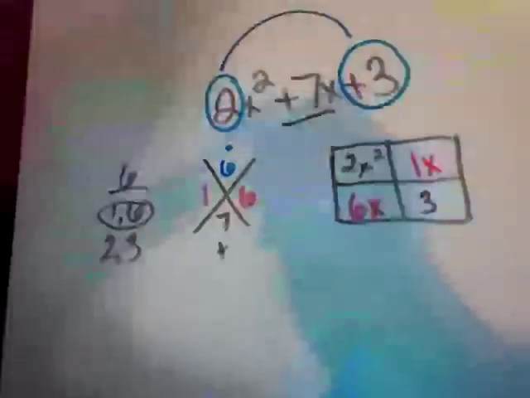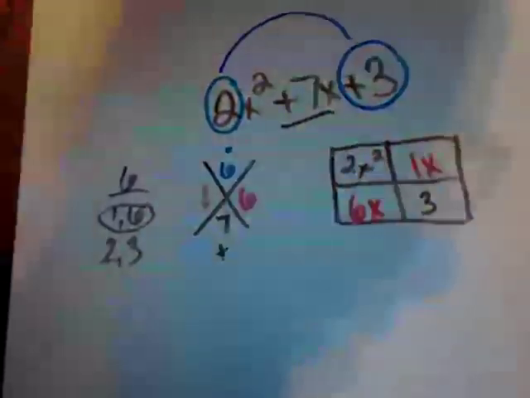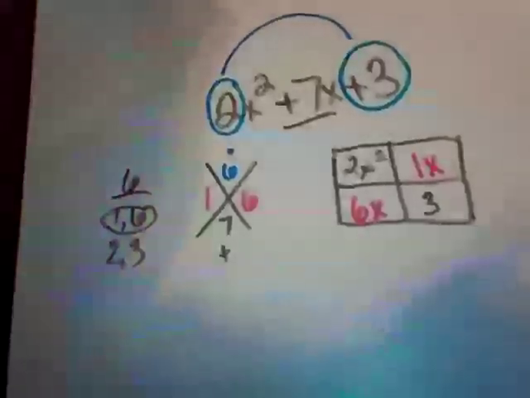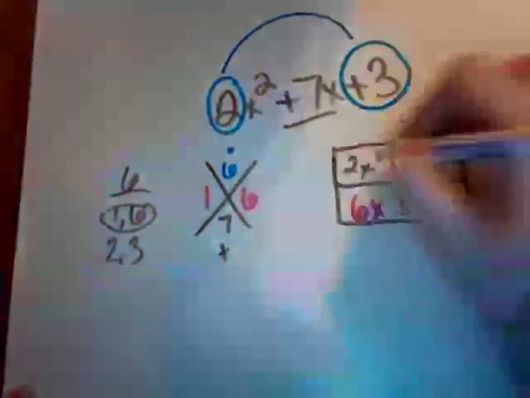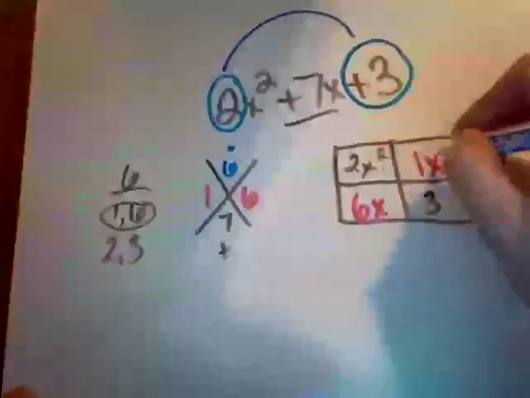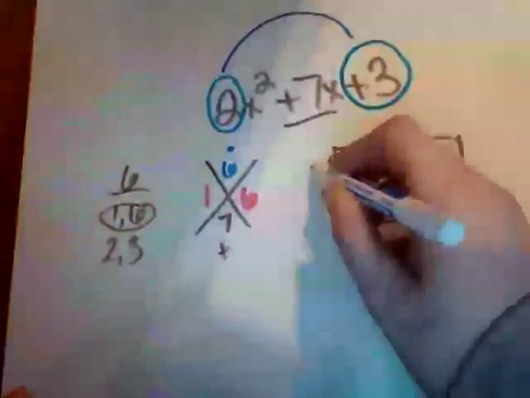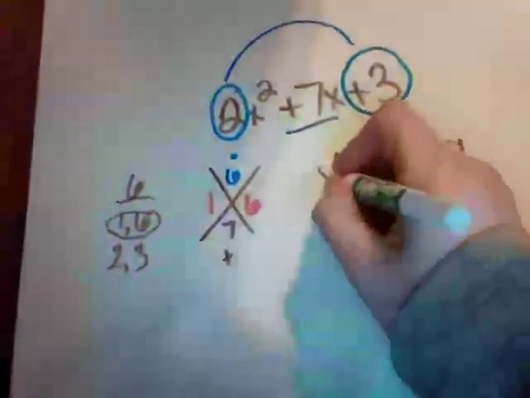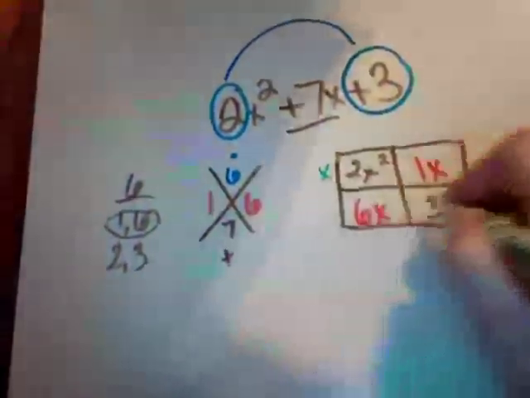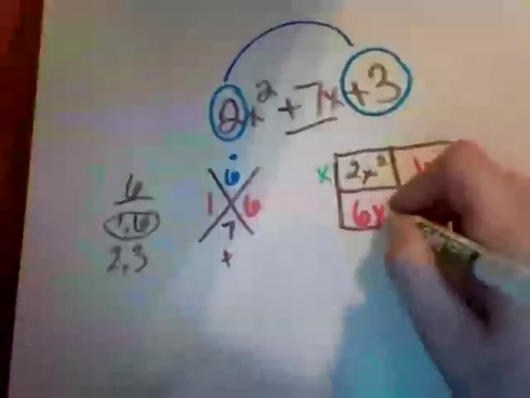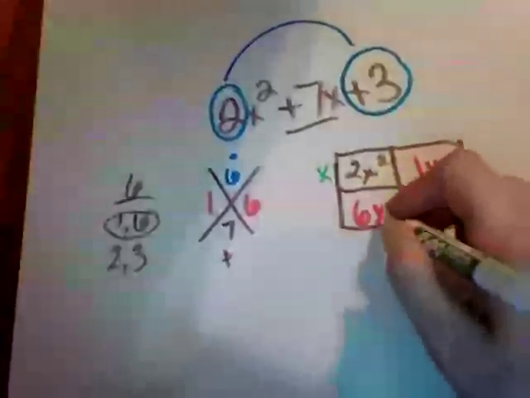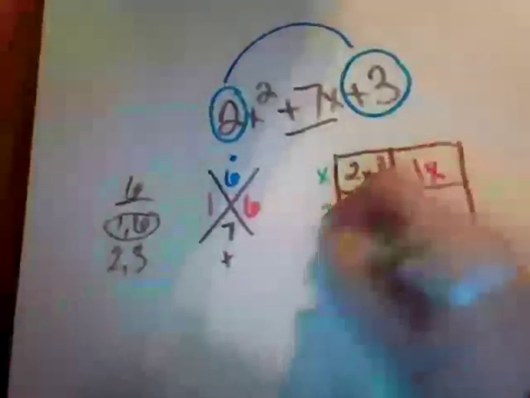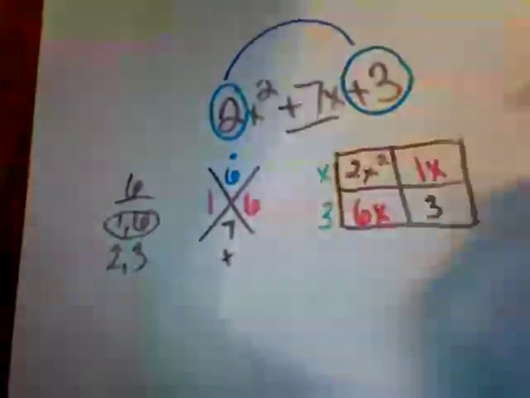Now we're going to factor the greatest common factor for each row and each column. If I'm looking at each row first, for the top row between our 2x squared and our 1x, the only thing that these have in common is an x. Oh, let me get a marker that works. For the bottom row, we have a 6x and we have a 3. So they do not have an x in common, but they are both divisible by 3. So we're going to factor out an x and a 3.